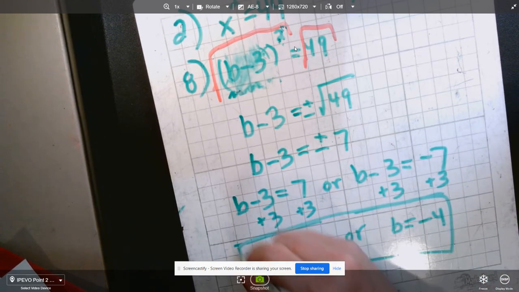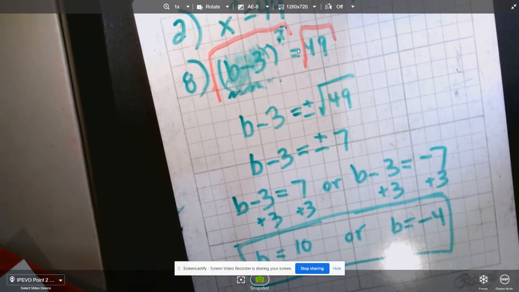So here are my two answers for that equation. If you have questions, let me know.